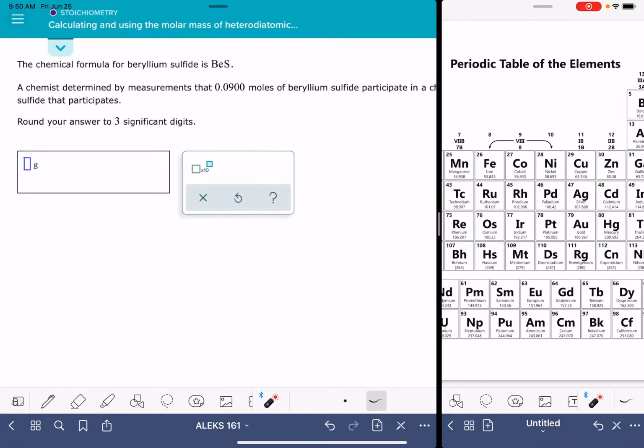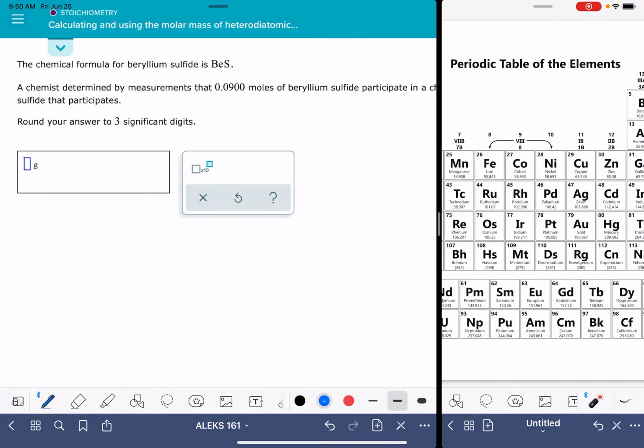In this video, I'll show you how to solve the ALEKS problem called calculating and using the molar mass of heterodiatomic compounds. This problem is going to give you an amount, a unit, and a molecule. Your unit is either going to be in moles or maybe it's going to be in grams, and it's going to ask you to convert that unit to a new unit.